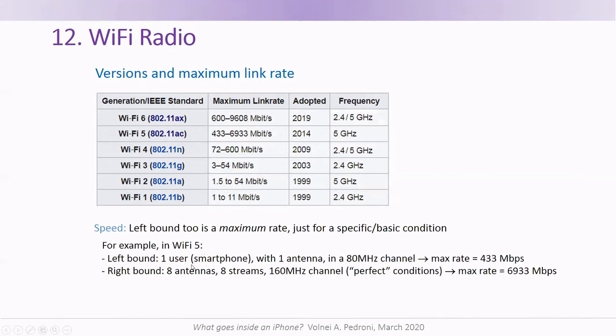So let me see an example here. For example, in the case of Wi-Fi 5, this one here. The left bound is for one user, one smartphone, for example, one antenna, and an 80 megahertz channel. So the maximum rate can be 433 megabits per second. And the right bound is for 8 antennas, 8 streams, a channel that's twice as large, and perfect signal-to-noise conditions. So you get this maximum rate of near 7 gigabits per second. So both are maximum values under different conditions.